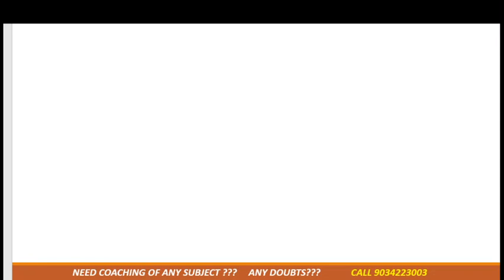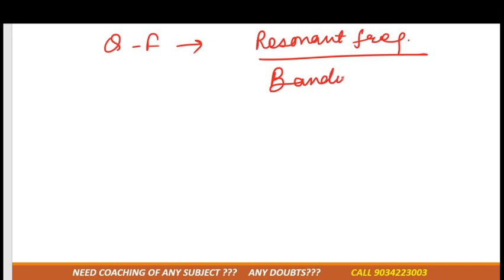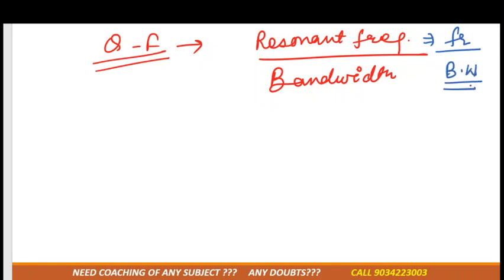There is one more formula for the quality factor which can be helpful in numericals. That is resonant frequency divided by the bandwidth. You don't need to do the derivation for this because that is not in your syllabus. They can give it to you directly in the numerical. So for that you need to remember only this formula: resonant frequency divided by the bandwidth. Resonant frequency is denoted by FR and bandwidth is denoted by BW.